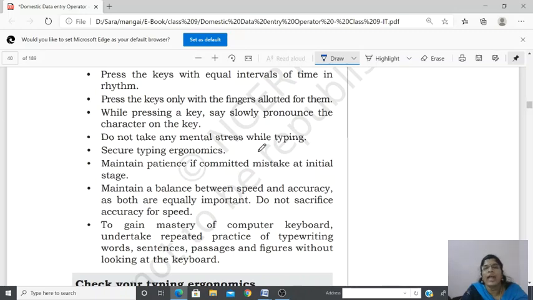So only practice makes you perfect. Not immediately within a day will you get practice on the keys. You have to practice on a daily basis. That is also a kind of skill.